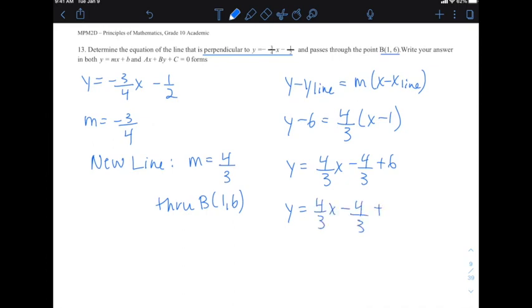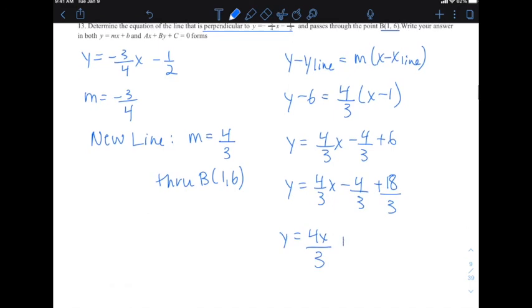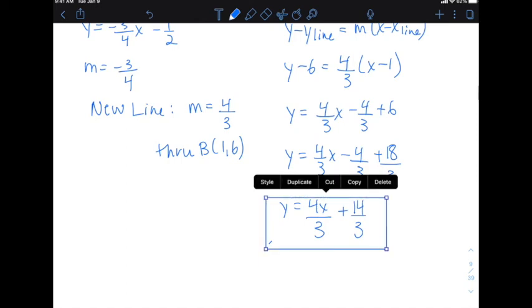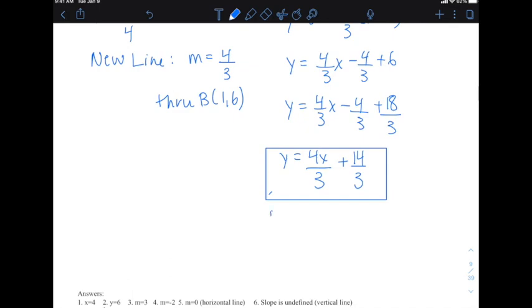So I need to find a common denominator here so that I can add those two fractions. So this is the equation in the form y equals mx plus b, and then to put it in standard form, I will move the y to the other side. And I'm going to multiply everything by 3 to get rid of the fractions.